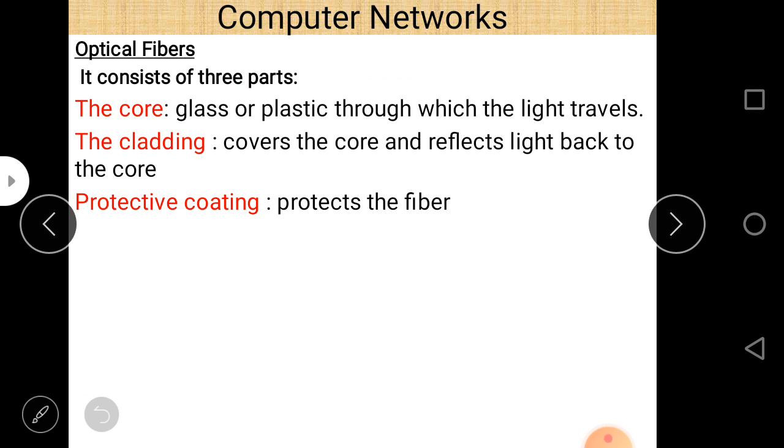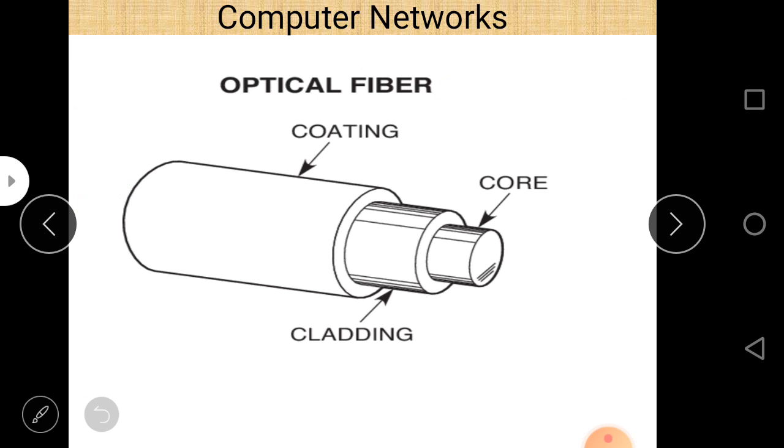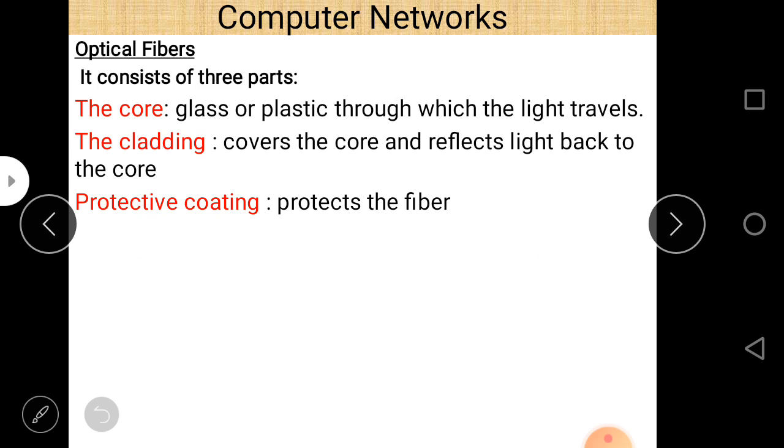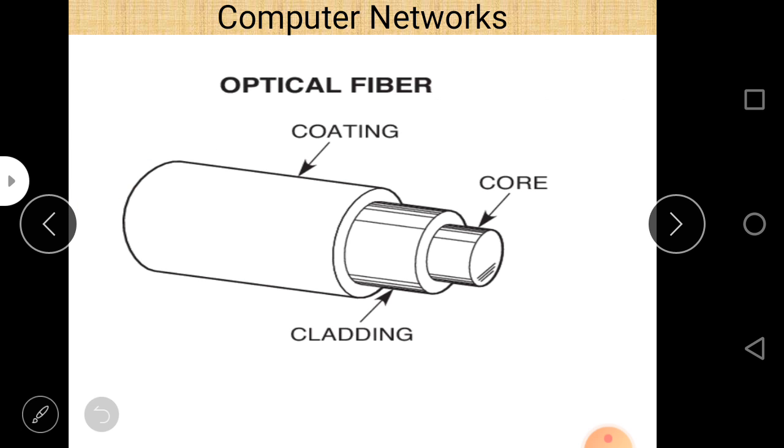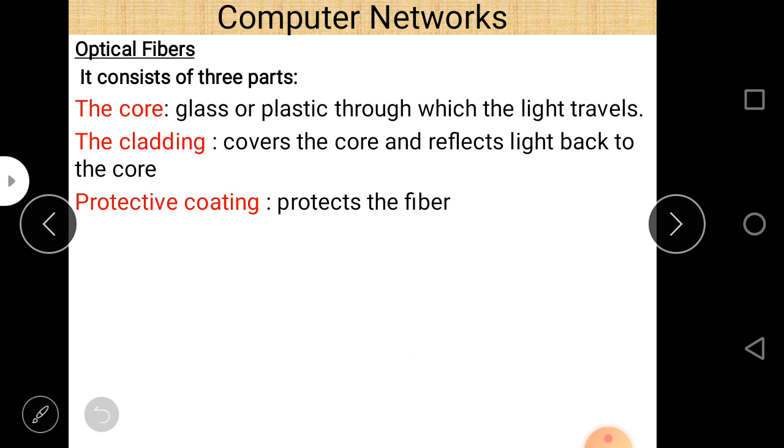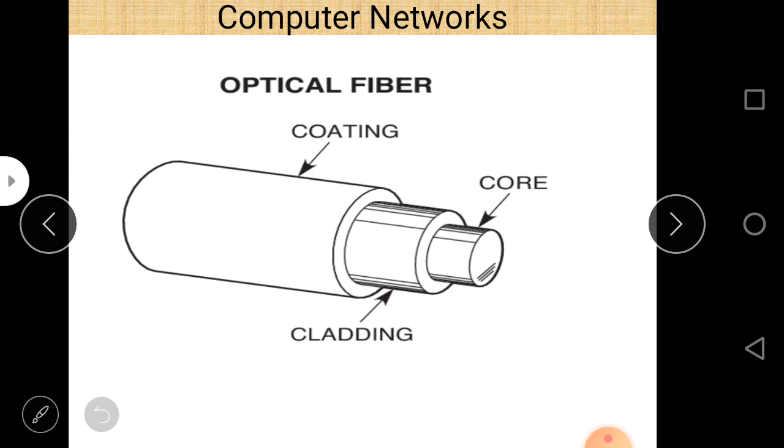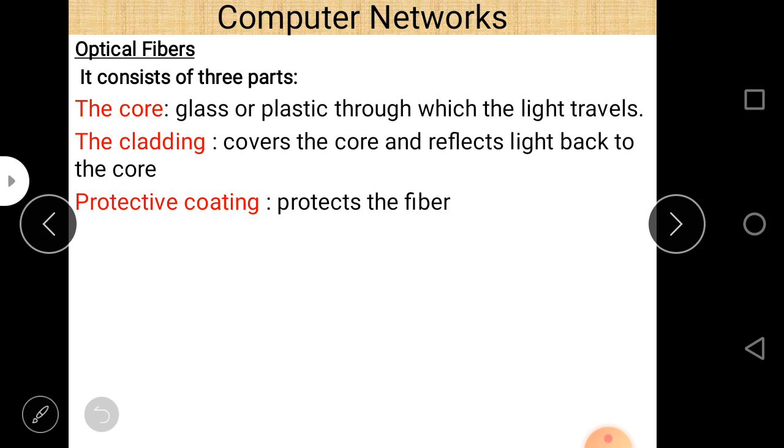What is the role of the core? The core is the glass or plastic through which the light travels, and optical fiber works on the concept of refraction of light. Second is cladding. Cladding covers the core and reflects light back to the core. And third is the protective coating, which protects the fiber.